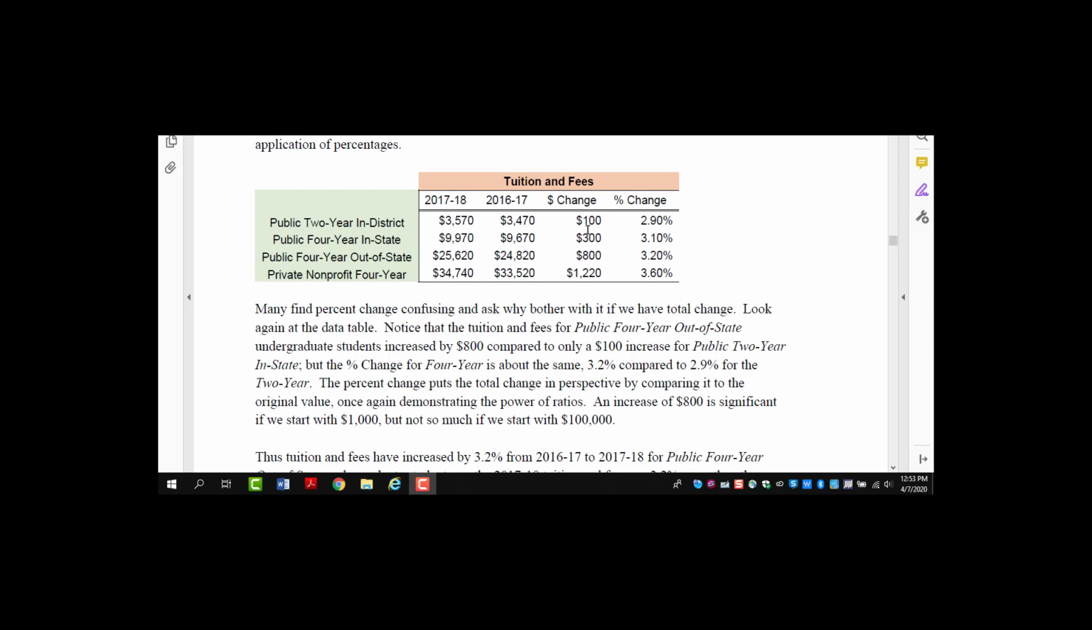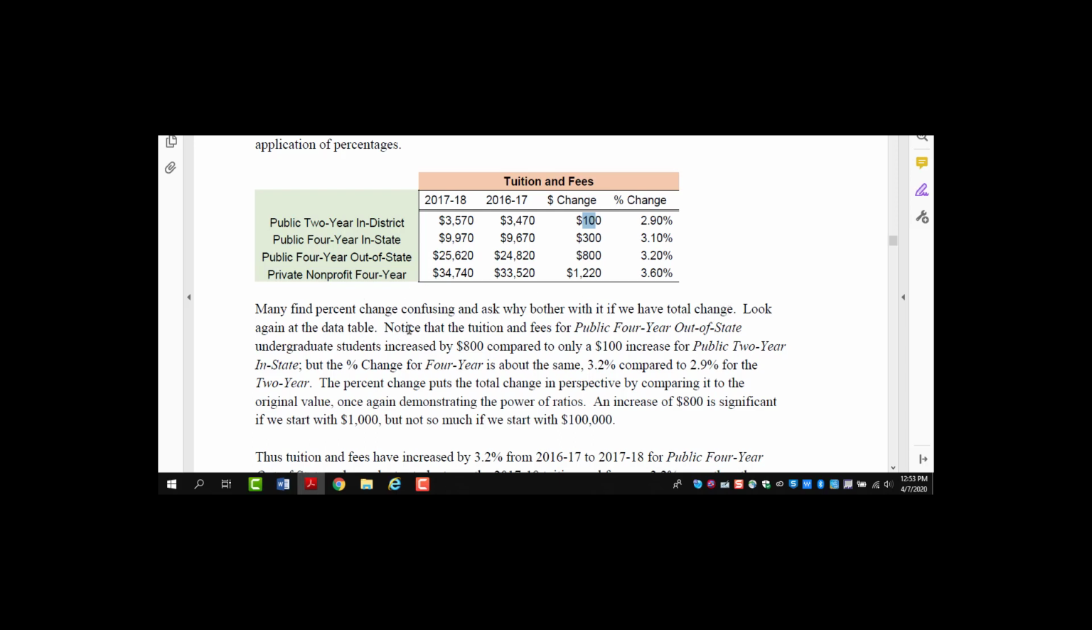You can see it looks like, oh my gosh, a public 4-year out-of-state went up 800, and a private went up 1,200. That's like 12 times more than this one. But if you look at the percent change, they really weren't all that different. So many find percent change confusing and ask, why bother, do we have it if we have total change?